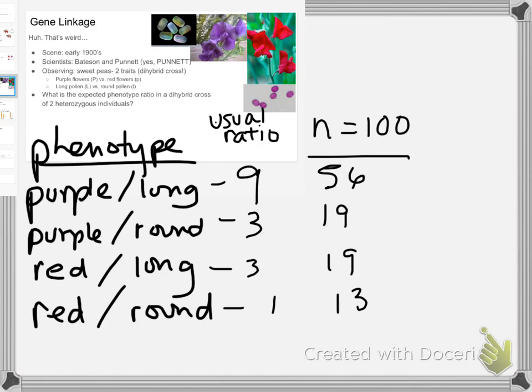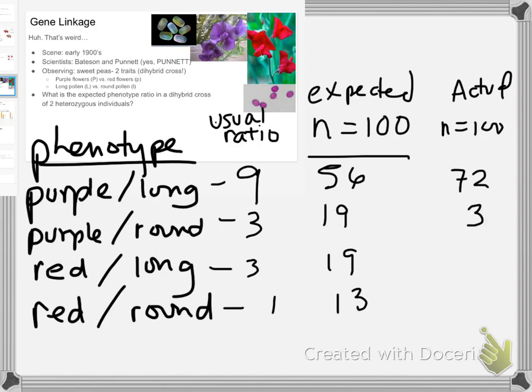Why are we talking about this? Well, because they didn't get what they expected. So what they got was more like, so here's expected, and here's what they actually got out of 100 individuals. It was more like 72 and 3 and 5 and 28. I didn't make those numbers add up perfectly. Whoa! That is different than what they expected.